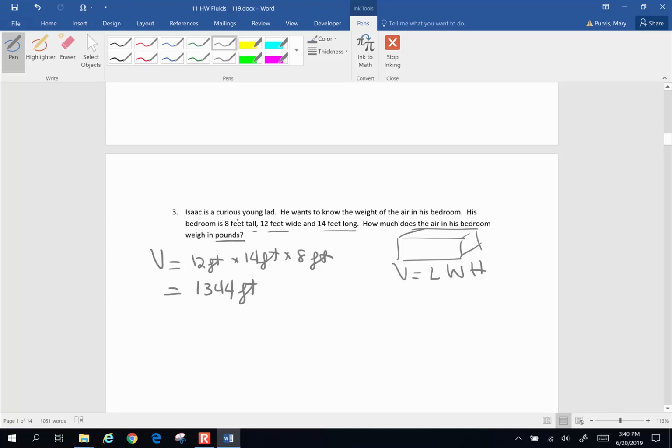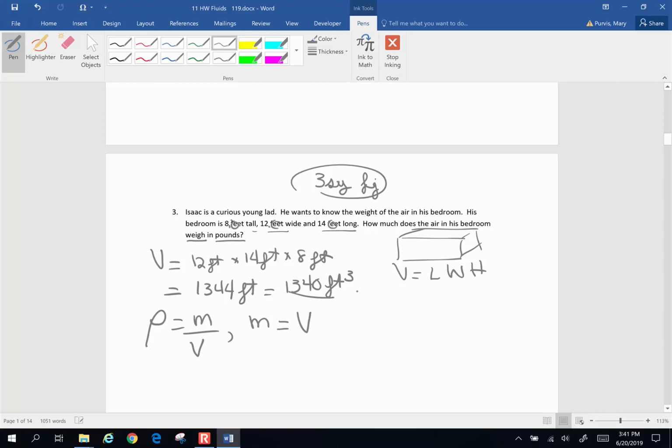I apologize, when I wrote this problem, I did not give us enough sig figs to work with. So let's say we have 3 sig figs. Let's round this off to 1340 feet cubed. Now, I want to know how much the air in his bedroom weighs. We know density is mass divided by volume. We can find the mass if we take the volume we've just found, multiplied by the density.